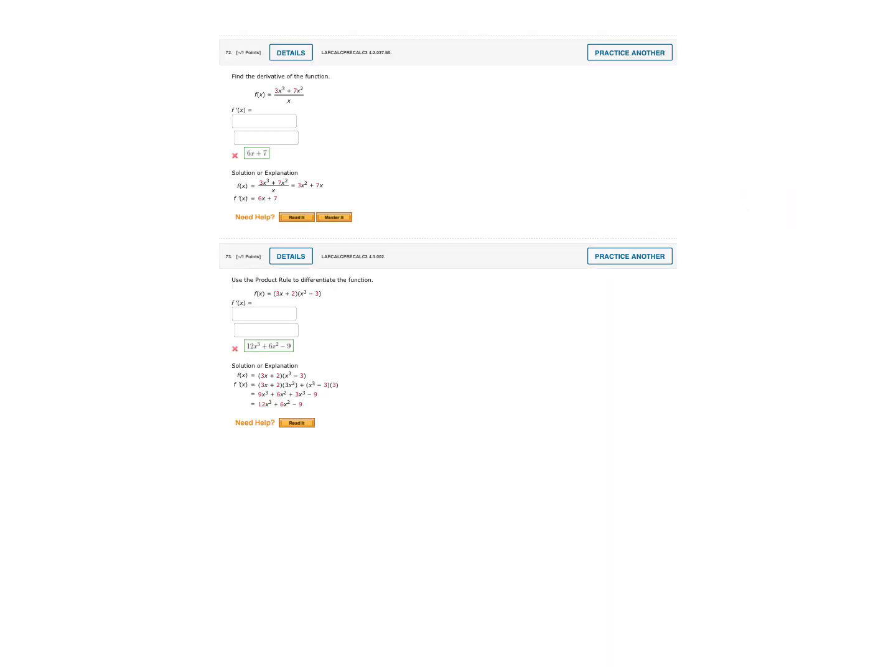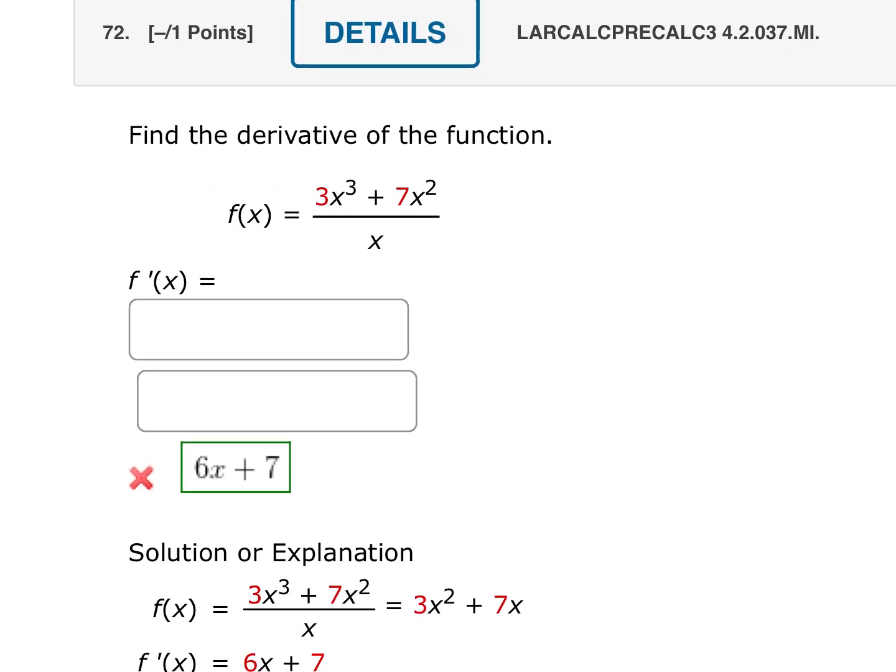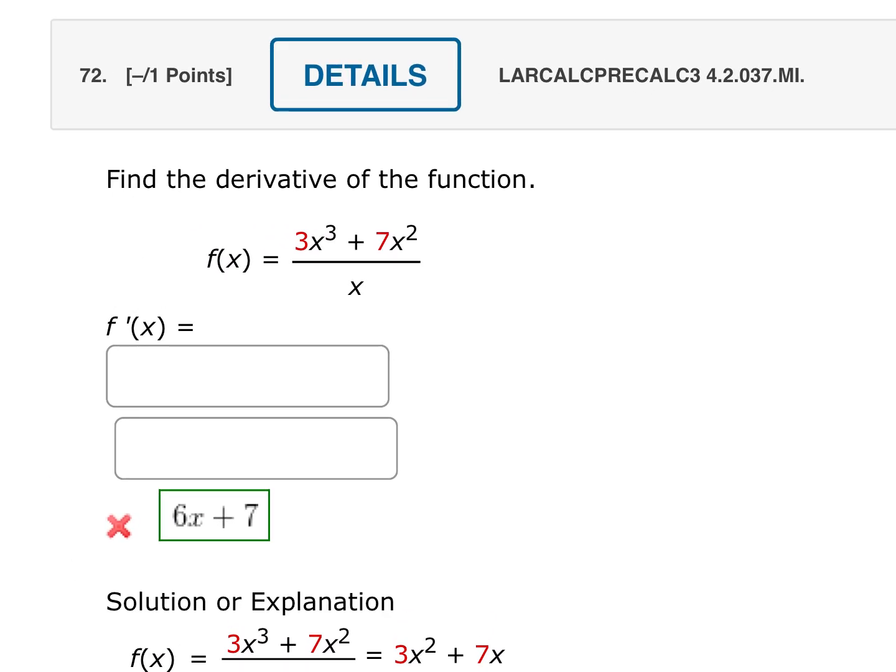For 72, you can find your derivative using the quotient rule, or you can see that it simplifies, so simplify it first. This would be 3x squared plus 7x. Then find the derivative. It'll save you some time and effort. So 6x plus 7.